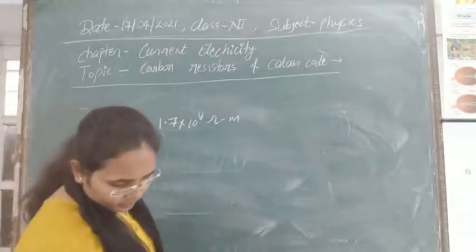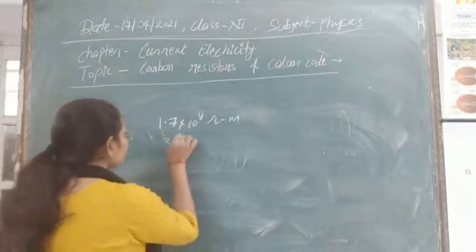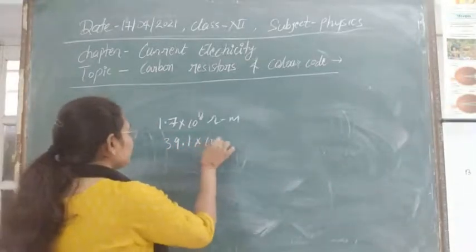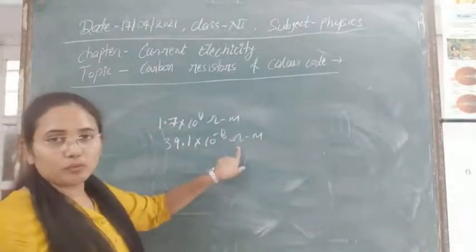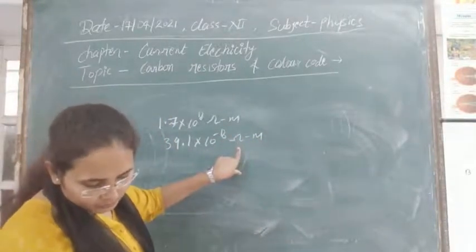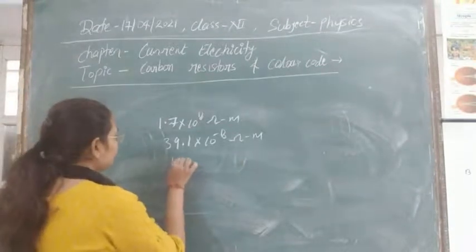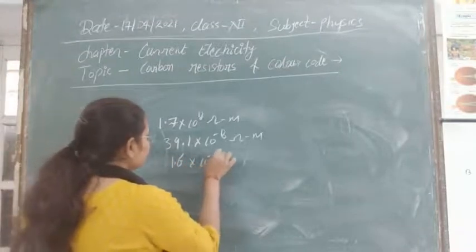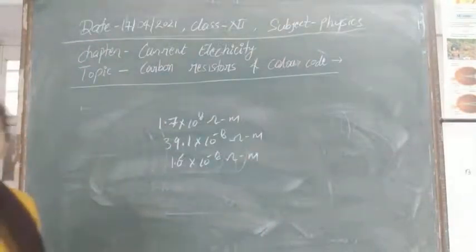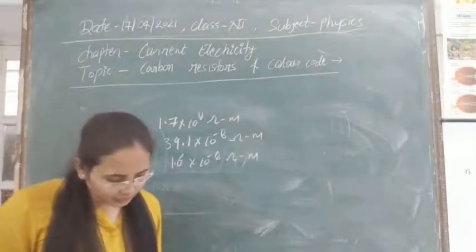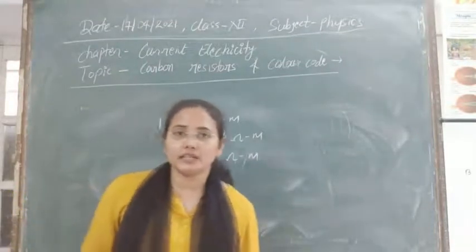Second, for constantan, it is given 39.1 into 10 to the power minus 8 ohm meter. For resistivity, its unit is ohm meter. And next, for silver, it is given 1.6 into 10 to the power minus 8 ohm meter. So these values for three different materials are given to us. Then we have to find out which has the best conductivity.